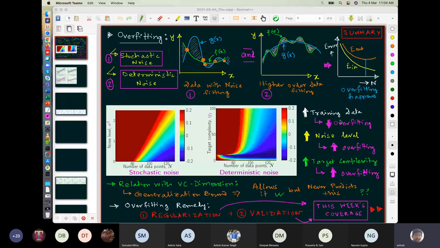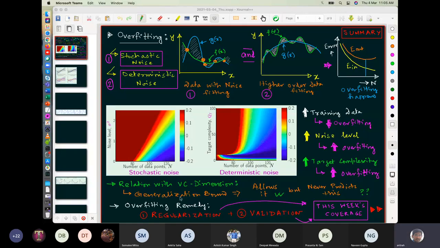We have seen that the more training data, the less the overfitting, because now you know the structure of your data points more clearly and can visualize your target function more clearly. However, if the noise level grows, you see more overfitting, as you can see in the left figure. And if the target complexity grows, meaning your target is a higher order polynomial, there is a chance of overfitting because the number of points doesn't always reveal that higher order polynomial.